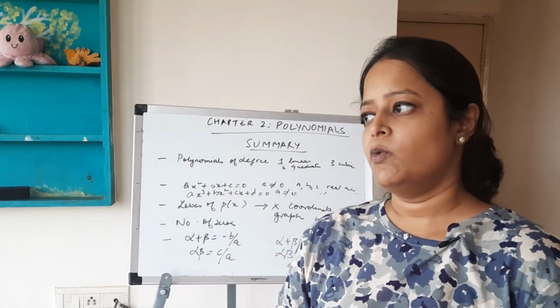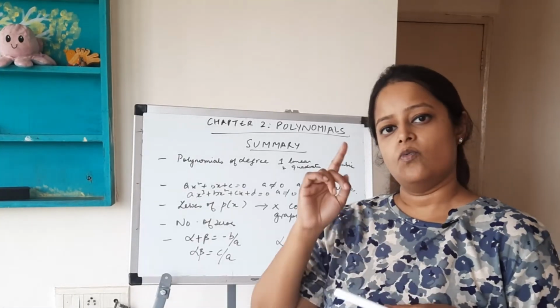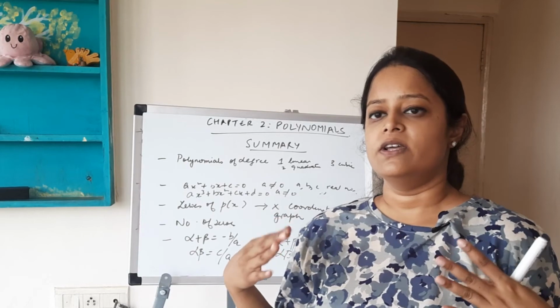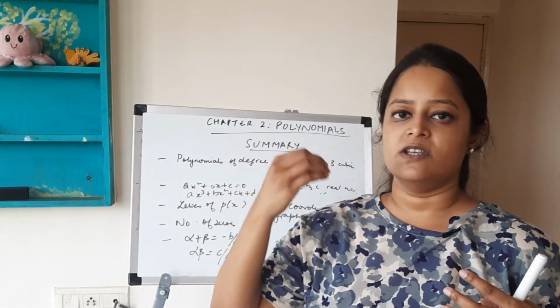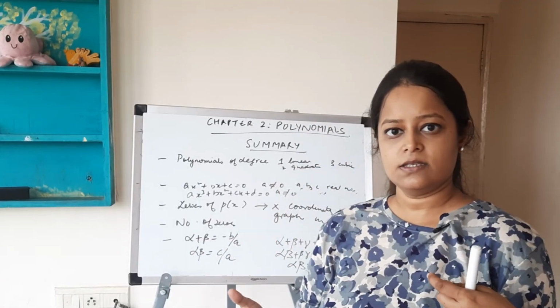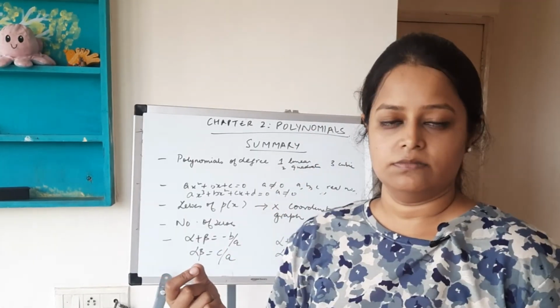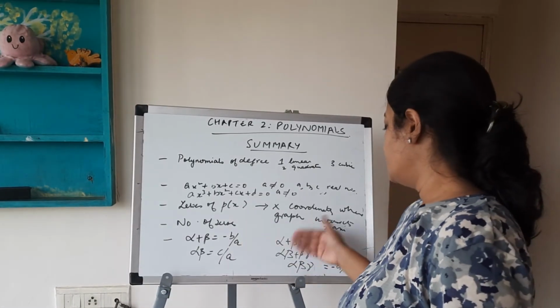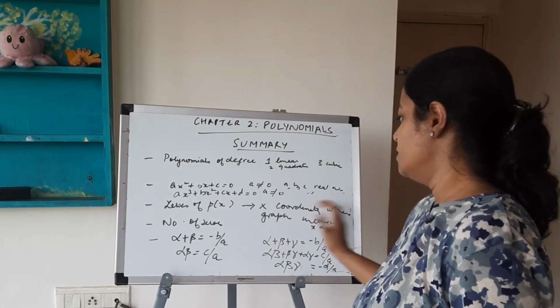Similarly, in case of a cubic polynomial, it can be 0, 1, 2, and 3. Basically, what we're trying to say is that for a polynomial of degree n, the number of zeros of the polynomial, or the points at which it intersects the x-axis, would be at most n. Now this is the main thing which we learned here, right?